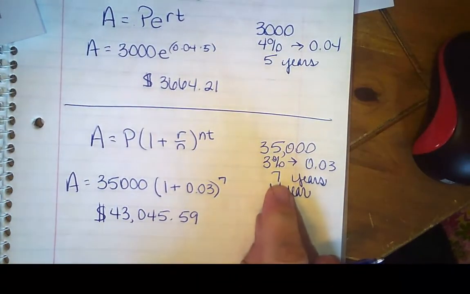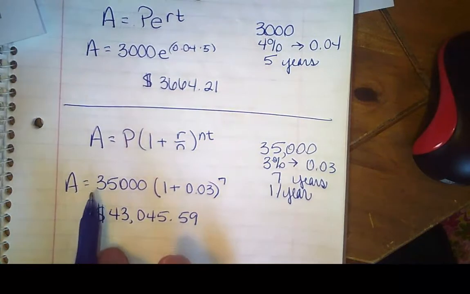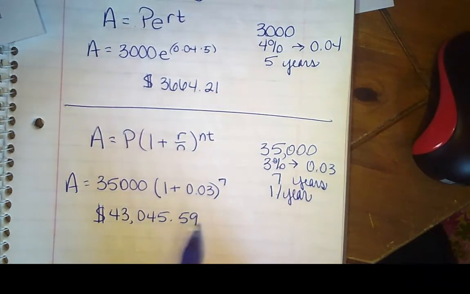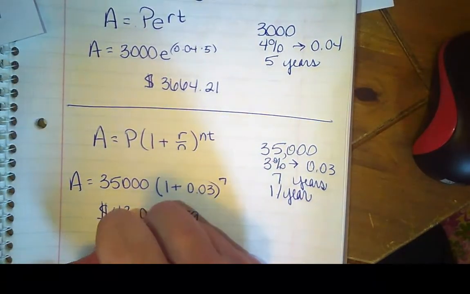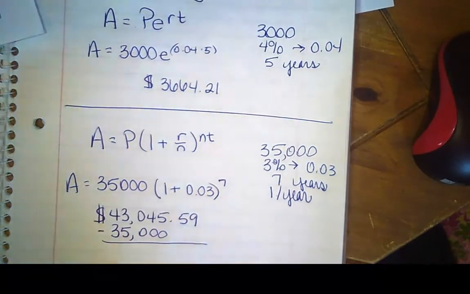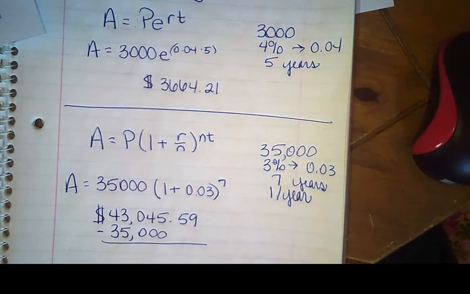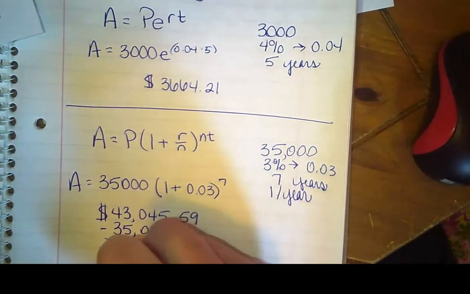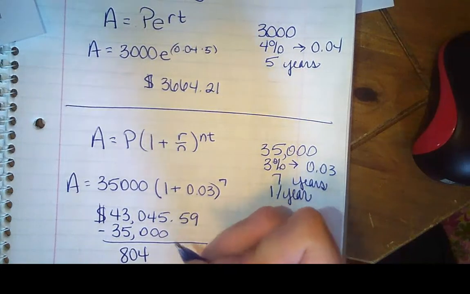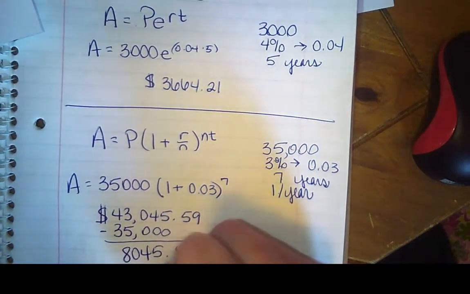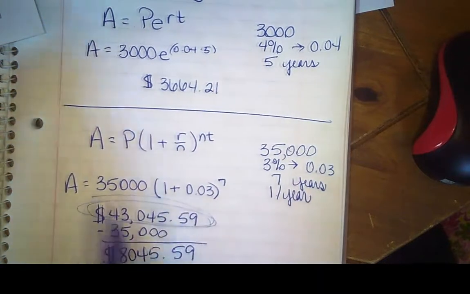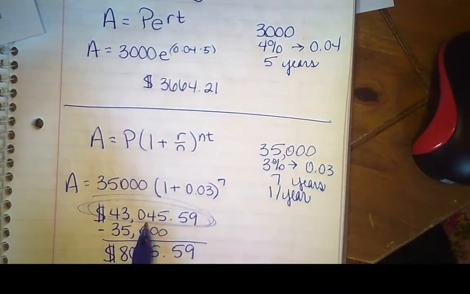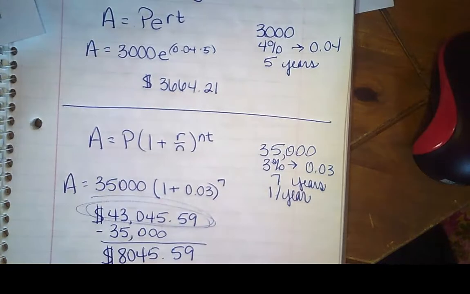Well, I would like to know how much interest I earned. So if this is my principal, and I was paid interest, and I have this amount, then all I have to do is subtract off my principal, and I will know how much interest I earned. And I earned $8,045.59. Okay, so that's how much is in the account. We're not going to count this part because that's what you deposited. And then this is how much interest I earned just simply by not touching it.